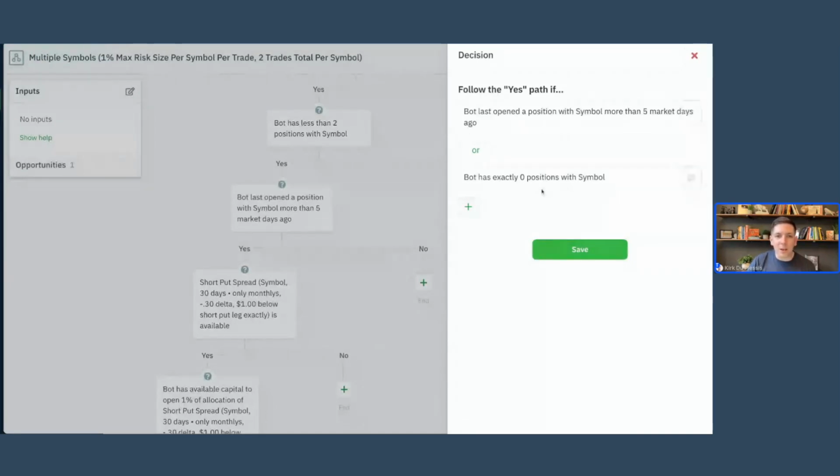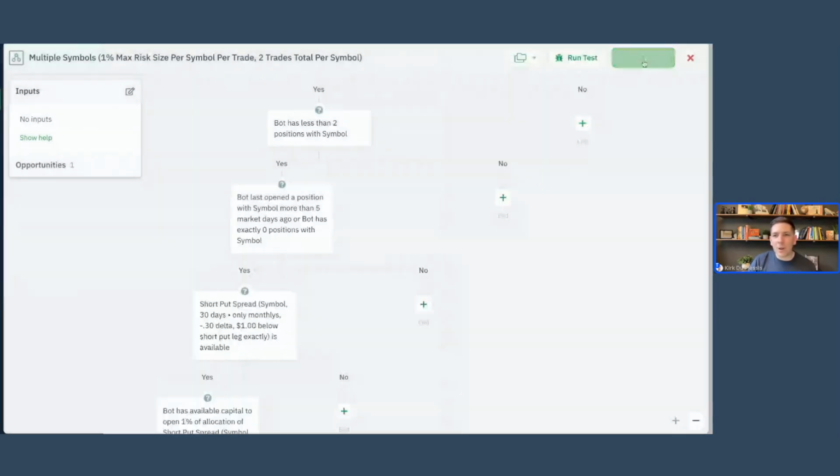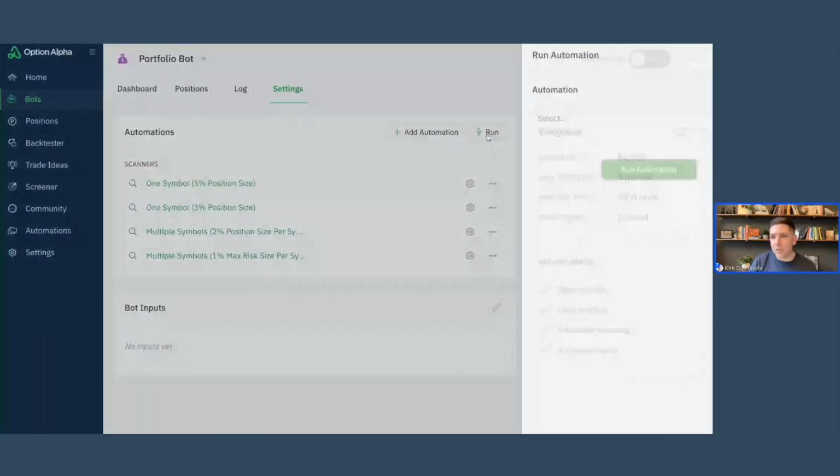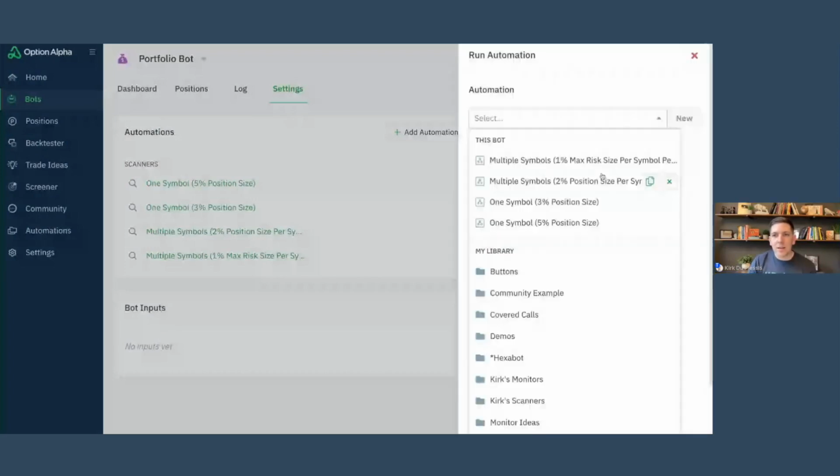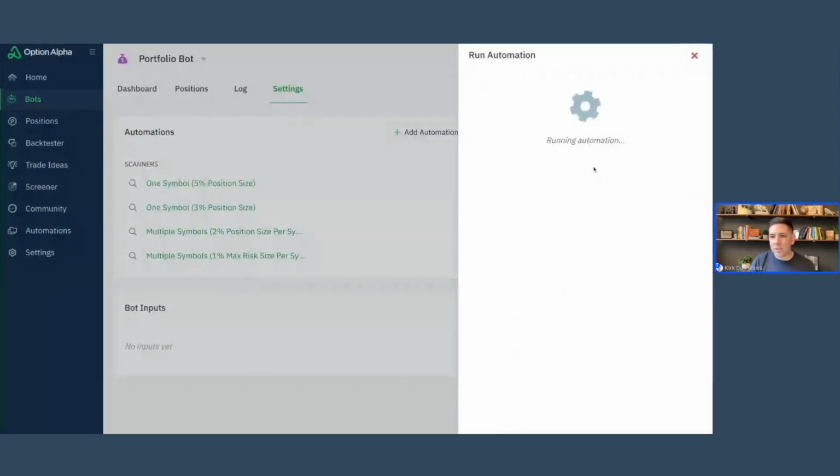I was telling the bot it can only travel down the yes path if the bot last opened a position. Since this is the first position it's going to open, it's going to say, or the bot has exactly 0 positions. So now when I run it all over again, you guys see me doing this as you guys do it. Now that should flow through to these.